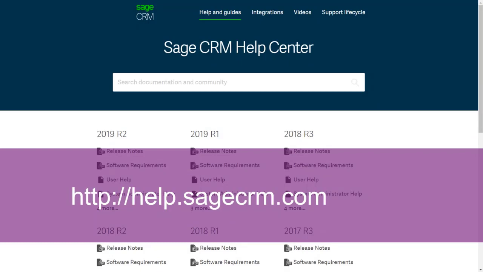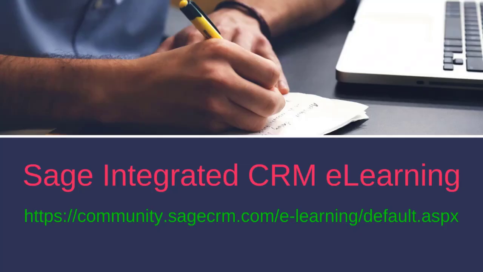one of the odd things is that the analytics indicate that the Help Center doesn't get the same level of traffic as the community, and the Help Center really is the first place if people are wanting to find out information about how to do things, how to install things, how to configure things. So help.sagecrm.com provides all the documentation for the supported releases.